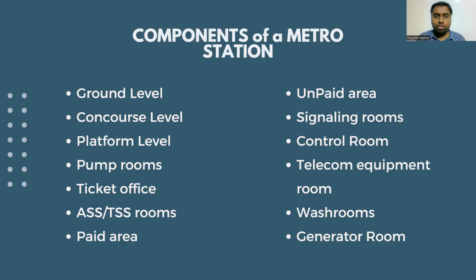Next, we have the control room, which is slightly similar to what happens in the signaling room. However, this is more to do with not just the control of the metro rail, but also the control of the station itself, considering the public as well. Next, we have the telecom equipment room. This is where the metro stations are in contact with each other, in case there is any difference in terms of the timings shown in one station versus the timings in the other station. And this is very important.